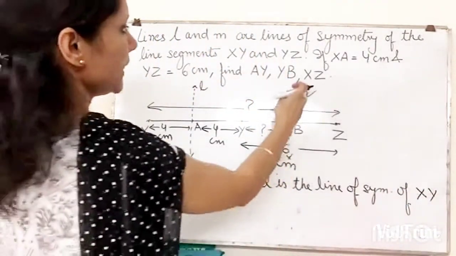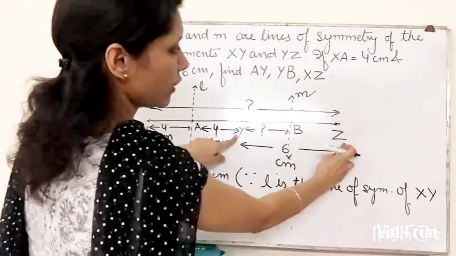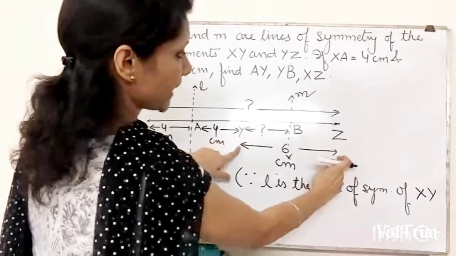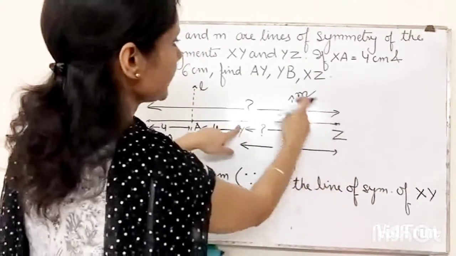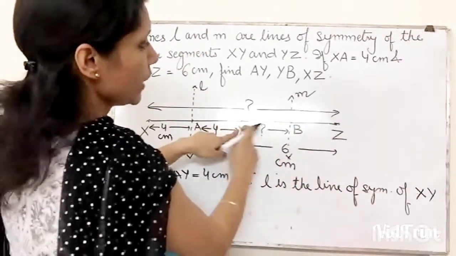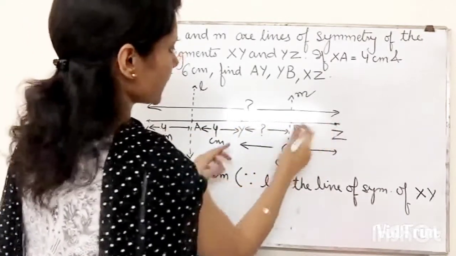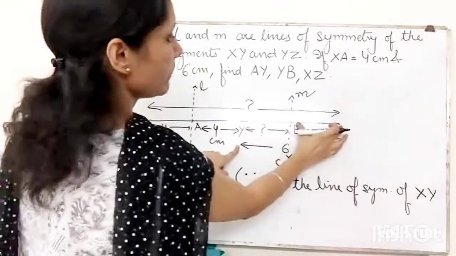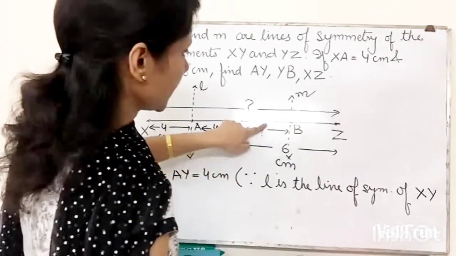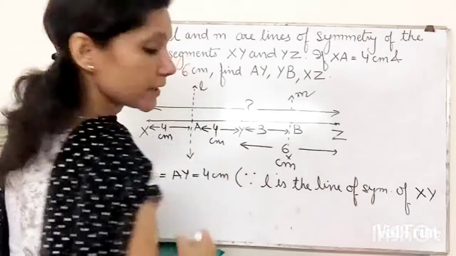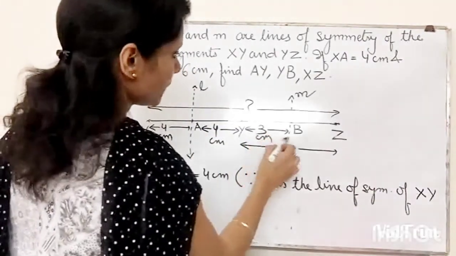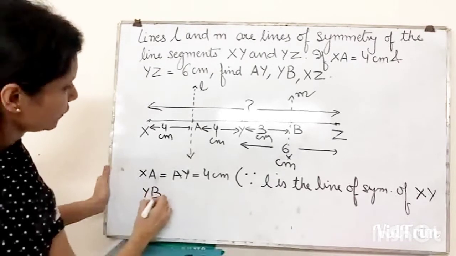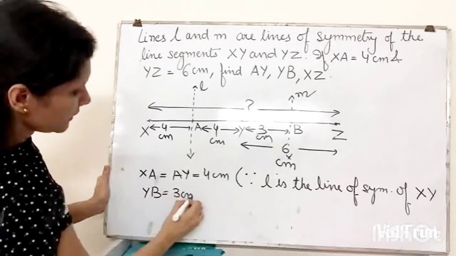Similarly, we know that M is the line of symmetry of YZ, and we know the length of YZ. YZ is 6. That means this line M is dividing YZ into 2 equal parts. So if YZ is 6 centimeter in total, how many centimeters will these 2 equal parts be? 3 centimeters? Yes or no? So we will say YB would be equal to 3 centimeter.